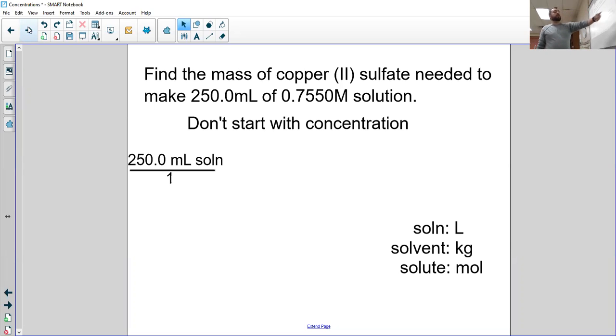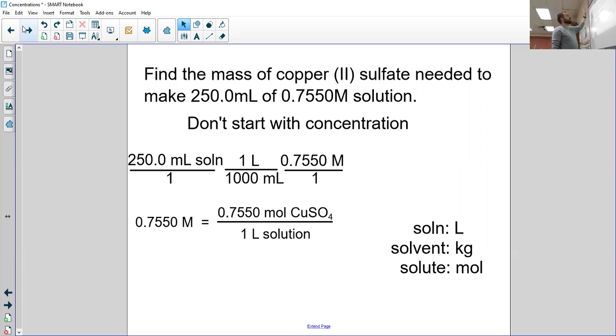Now solution is always going to be wanted in liters, solvent in kilograms, and solute in moles. Do we have our solution in liters? No, we have to convert it. So we use our conversion factor to get to liters, 1 liter over 1,000 milliliters. And then we can take our concentration, so we have it in molar right now. So we know what molar is, moles of our solute over liters of our solution. So it's 0.7550 moles copper 2 sulfate over 1 liter of solution. So we can plug those units into our equation, make it easier for us to solve.